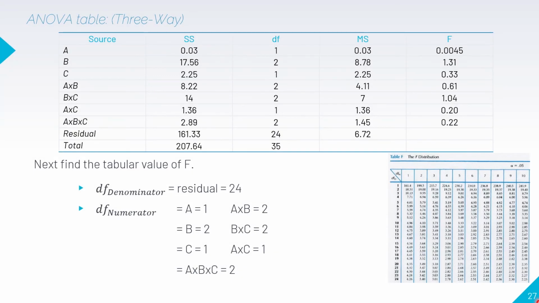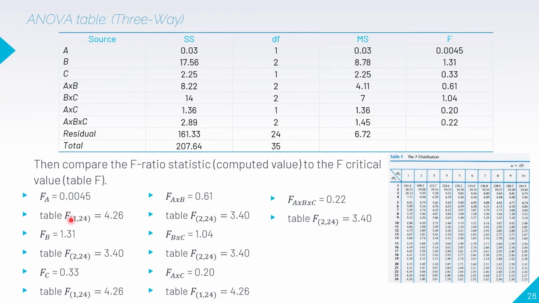Now that we found our F ratio, next we find the tabular value of our F with the help of our table F here. So our DF denominator is our residual, right? Which is 24. So our denominator is 24. Our DF numerator is these DFs. So our A is 1, our B is 2, our C is 1, A by B is 2, B by C is equal to 2, our A by C is equal to 1, and A by B by C we have 2. So I'm finding it here, and let's put in this one.